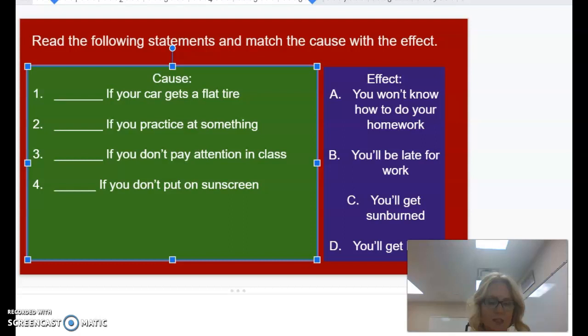So, the first cause is if your car gets a flat tire, looking at the effects, which one seems reasonable for that effect, for that cause? It really doesn't have anything to do with homework, so not A. B says you'll be late for work. I think that is a reasonable effect. Blowing your tire means you can't drive, and if you can't drive, you won't be able to get to work on time. So I think our answer for 1 is going to be B.